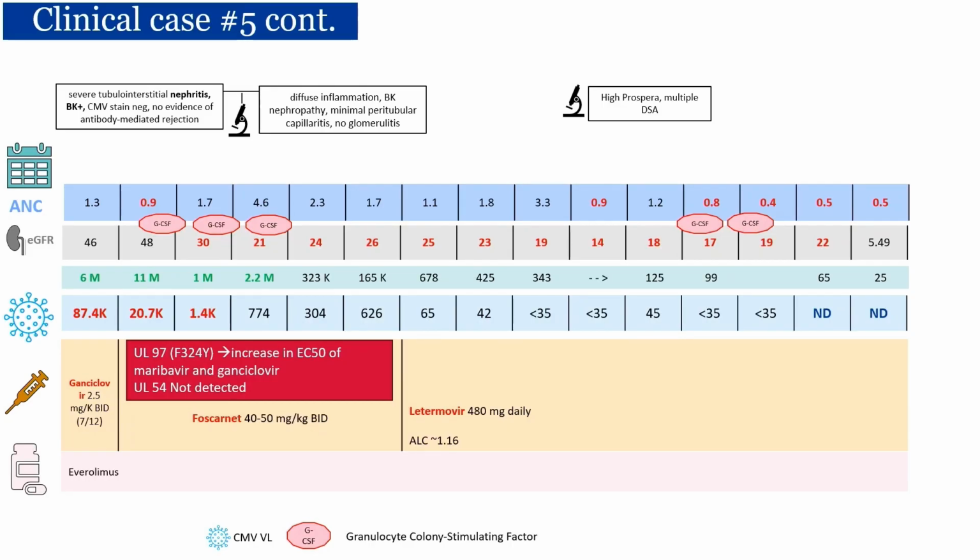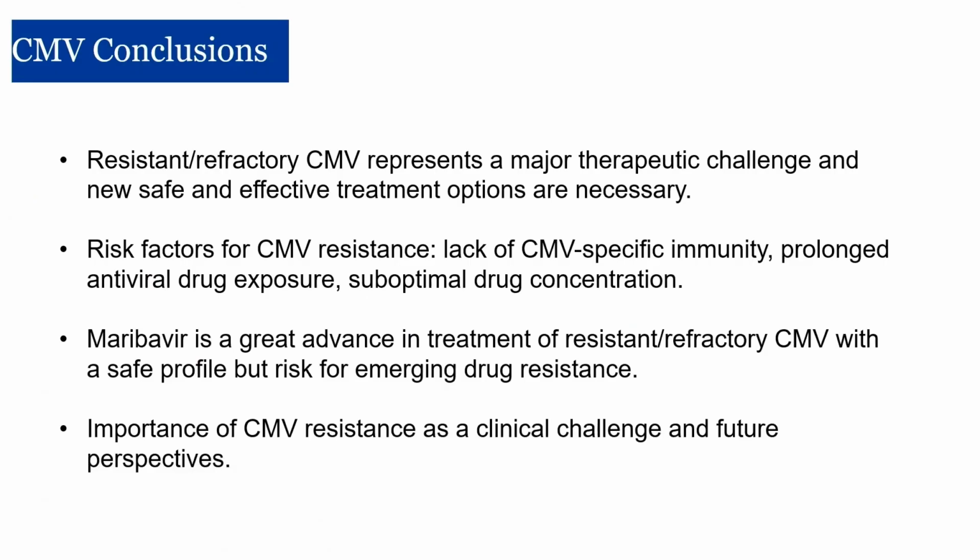But surprisingly, it was not due to CMV. It ultimately was due to BK. So we know that interplay between the two is so critical. So in conclusion for CMV, we know that resistant refractory CMV represents a major therapeutic challenge, and new, safe, and effective treatment options are necessary. And risk factors for CMV resistance we have to think about before it happens to minimize it. The biggest thing we can do to mitigate that is making sure we don't have suboptimal doses of valganciclovir for prophylaxis.